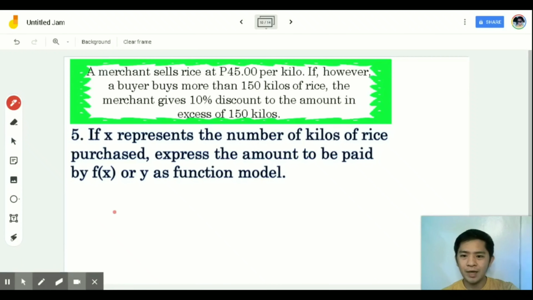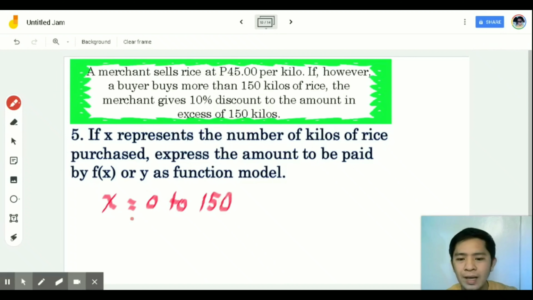Okay, dito na tayo sa number 5. So, again, we will represent the number of kilos of rice purchased as X. Then, we will express the amount to be paid by f of X o kaya Y as function model. So, kung ang X natin or yung bibiling kilo ng bigas ay mula, let's say, 0 hanggang 150. So, alam natin na wala itong discount. So, paanong computation ang gagawin natin? Yung 45 pesos, i-multiply natin kung ilan yung kanyang bibilin, which is the X.